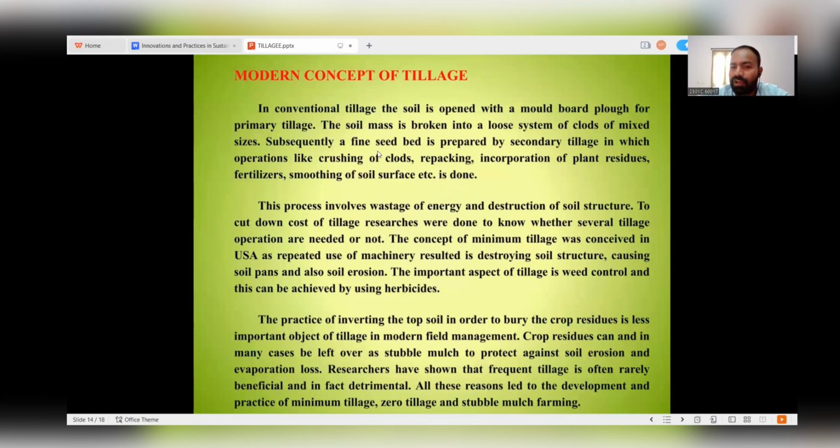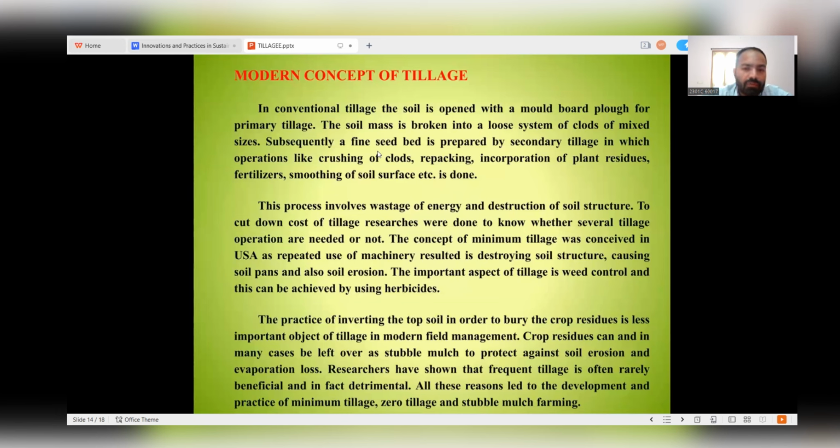The important aspect of tillage is weed control, and this can be achieved by using herbicides. In the USA, research concluded that these many operations are unnecessary. Why? Because heavy machinery continuously tilling will destroy your soil structure, causing soil hard pans. So this many operations were not necessary. Why are we doing tillage? To control weeds. For controlling weeds, we can use herbicides also.